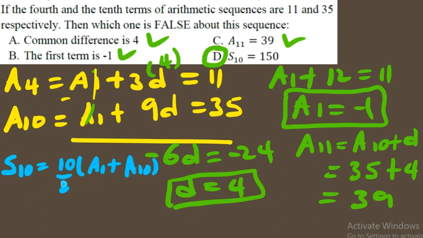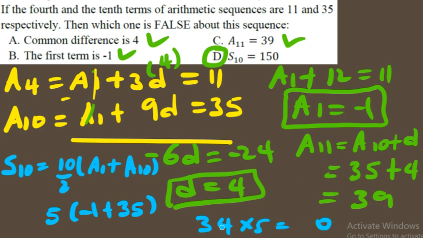which is 10 over 2, it's 5 in bracket. A1 we got it, negative 1, plus A10, that is 35. So negative 1 plus 35 is 34. So multiply 34 times 5, which will be 170. So the answer will be D.